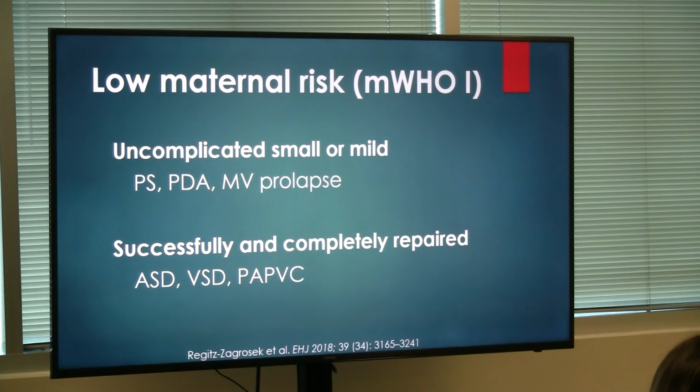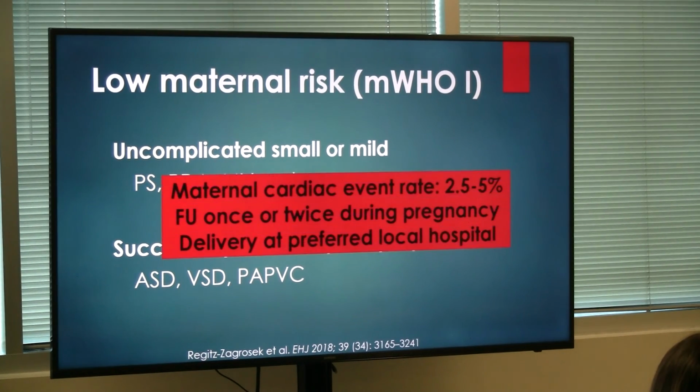So low maternal risk, modified WHO 1. So if you have an uncomplicated small or mild PS, patent ductus arteriosus, mild mitral valve prolapse, it's okay. Successful and completely repaired ASD, VSD, PAPVC, it's all right too. Those are low maternal risk patients, so maternal cardiac event rate is pretty low. Follow up once or twice during the pregnancy, and they can deliver at their preferred local hospitals with their preferred OB.